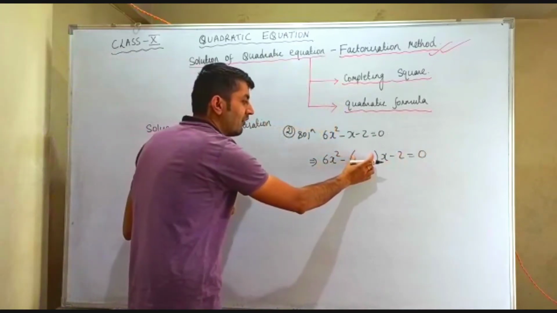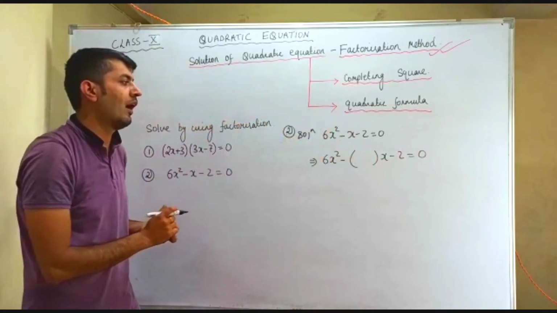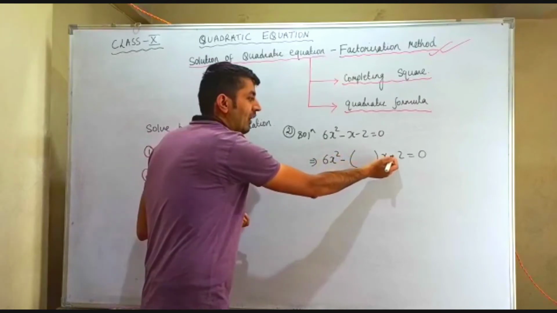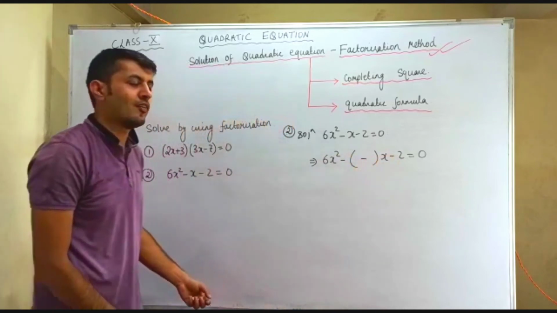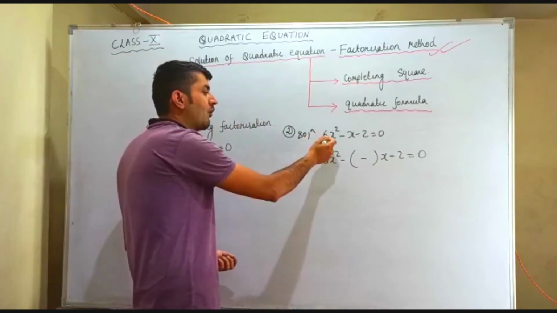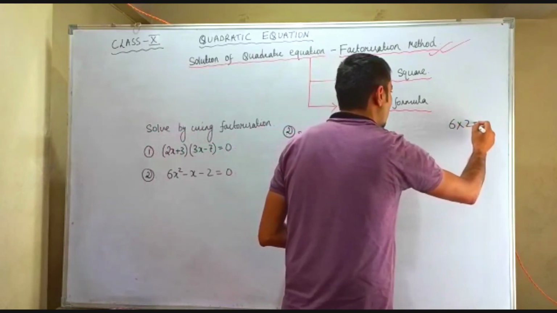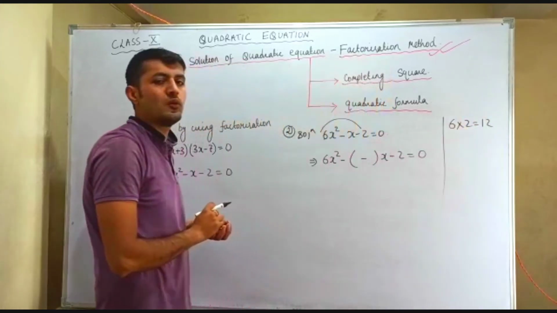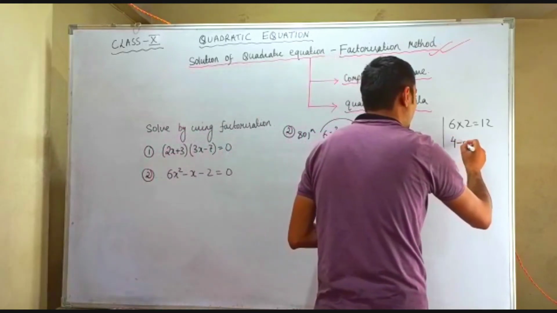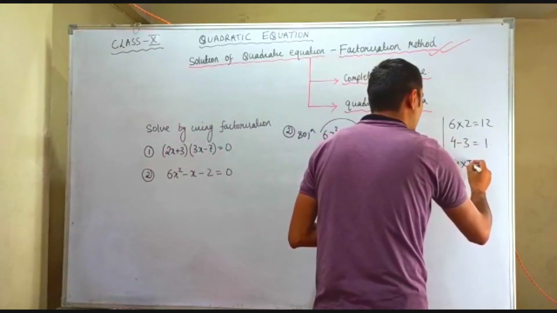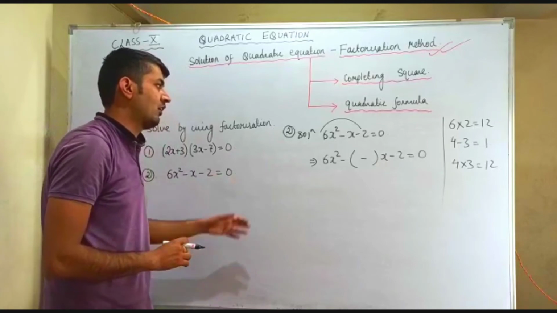Now how to fill in the values here? First of all, you have to identify the sign. Look at the constant term. The constant term is minus, so you have to put minus here. Now look at the coefficient of x squared. It is 6. 6 times 2 is 12. Now when you subtract, you have to get 1. So you can do it this way: 4 minus 3 is 1, and 4 into 3 is 12. That way you can find the values.